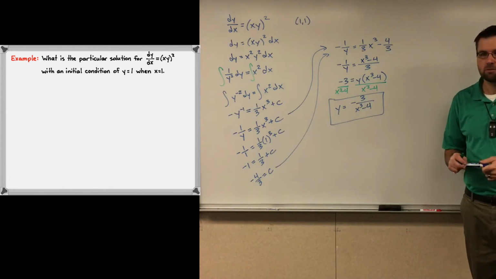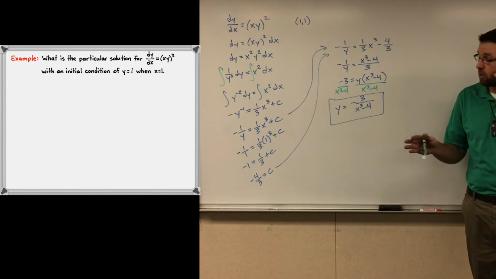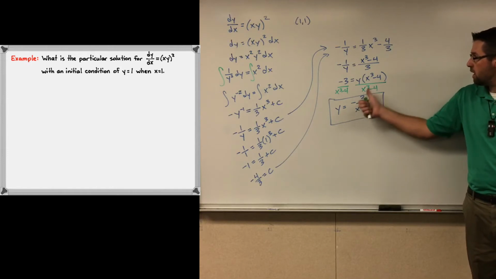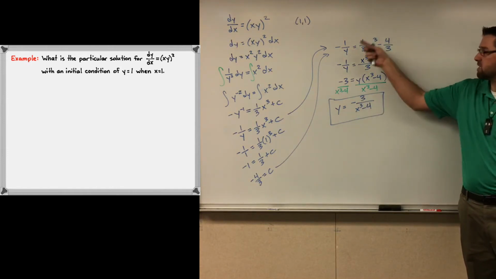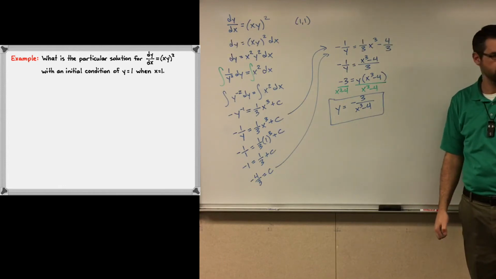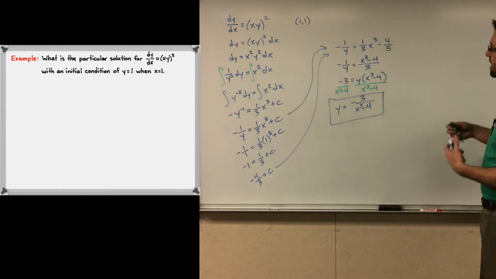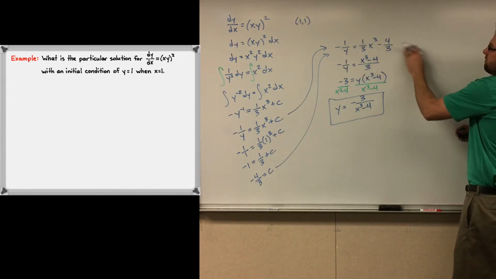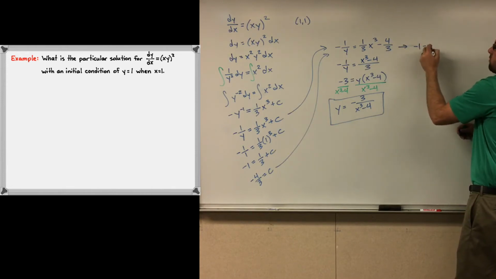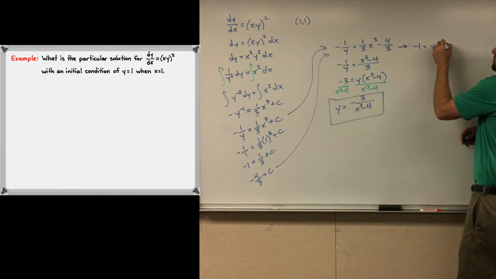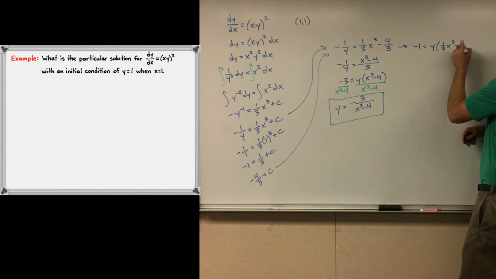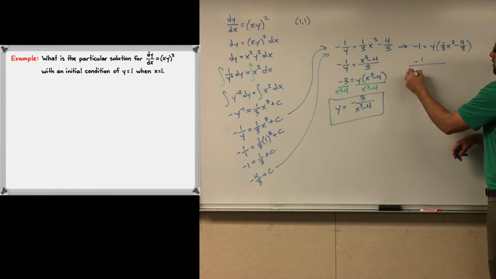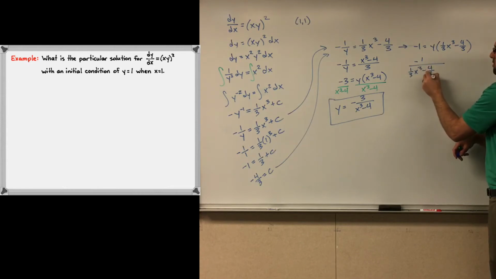Where'd the plus c go? No, I did, but the c was negative 4/3, right? I don't really see it in there directly, but it's because I combined and got a common denominator, right? Well, it's basically going to be the same thing. So I'm going to just multiply both sides by y. So it'd be negative 1 equals y times 1/3 x cubed minus 4/3. You okay with that? And then you're going to divide by all this. So it'd be negative 1 over 1/3 x cubed minus 4/3 equals y.